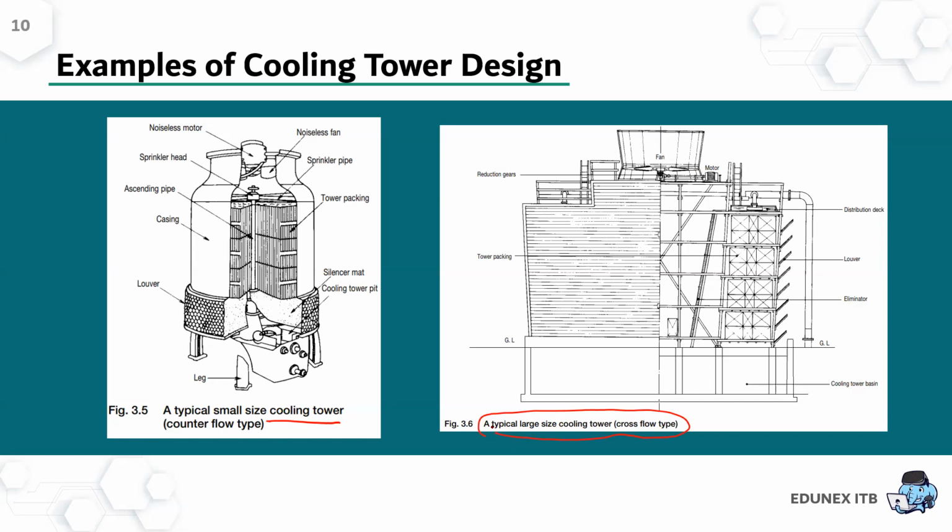We can see the system is the same as the previous illustrations. We have the tower packings, the cooling tower basin, and the flow of the air and water. We also have a fan here. They are classified into these two flows, the counter and the cross flow types.